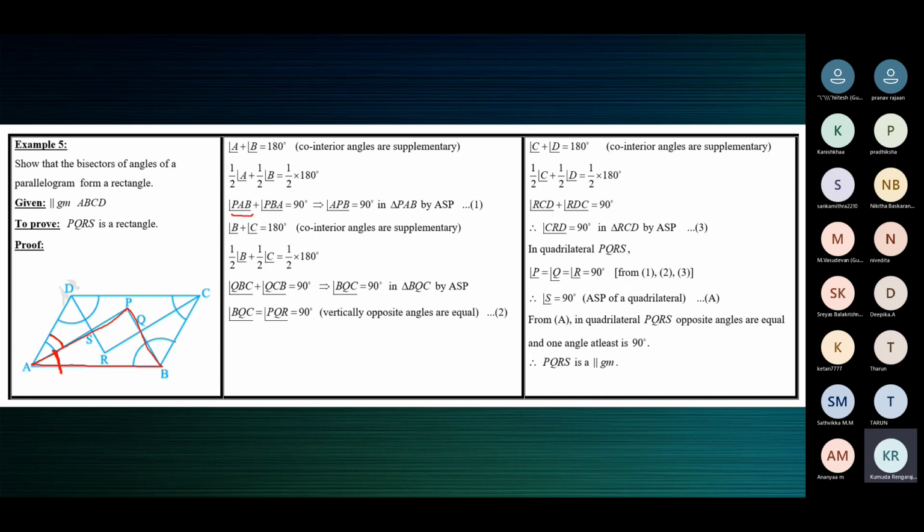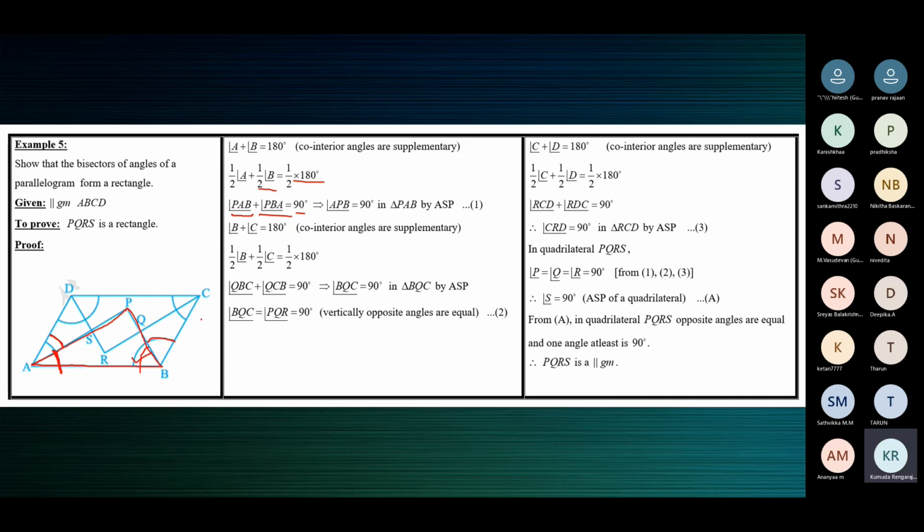And similarly, angle B is bisected. So half of angle B is this one or this one. But we choose to go with this, which can be named PBA. So half of angle B is PBA. And half of 180 is 90.